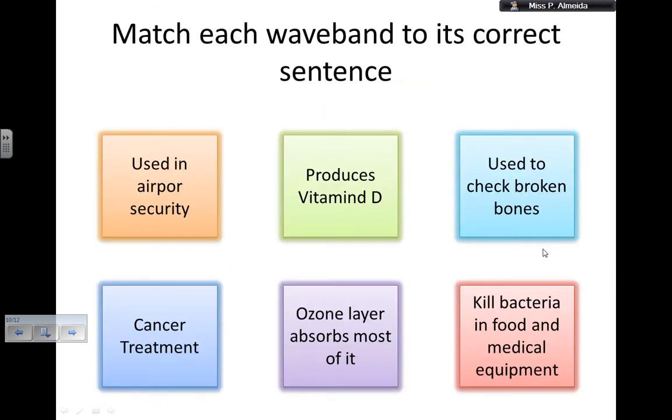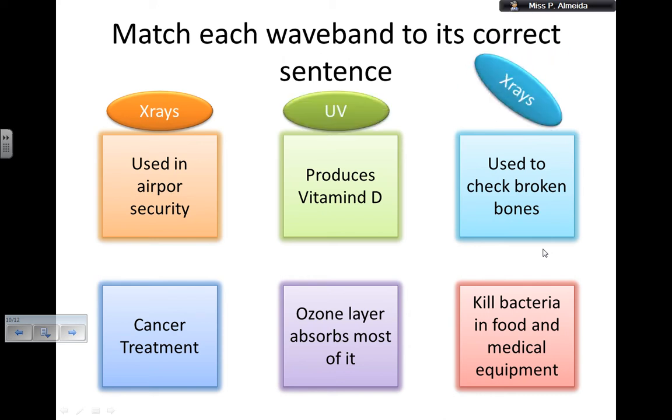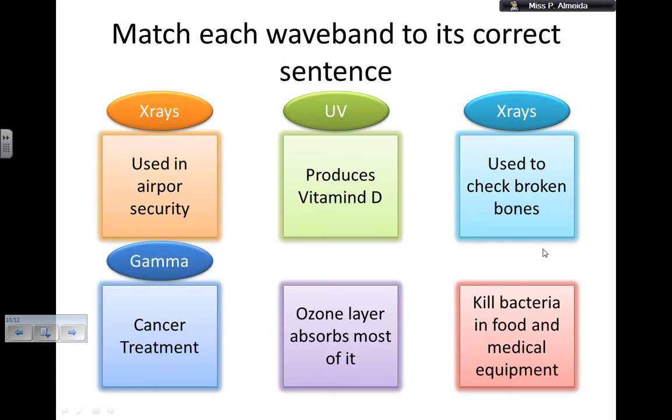Alright, I just have a quick exercise in here. So I want you to pick what is going to be the right wavelength out of the ionizing radiation. They are going to be having these particular uses, okay? So pause the video because I'm going to give you the answers now. And the answers are: X-rays used in airport security. UV produces vitamin D. X-rays as well are used to check broken bones. Cancer treatment is using gamma rays. UV is the one that the ozone layer absorbs most of, and then gamma again to kill bacteria in foods and medical equipment, okay?